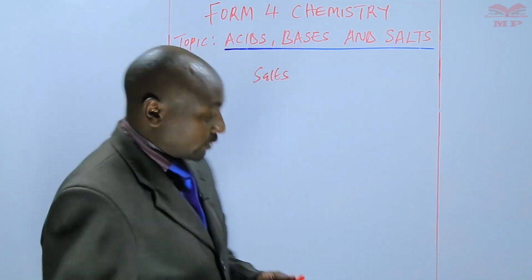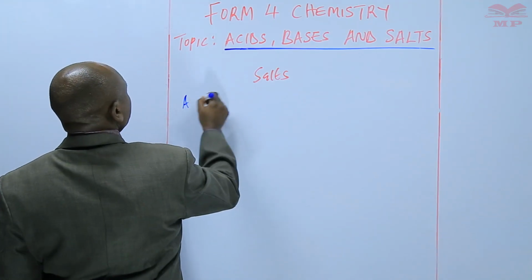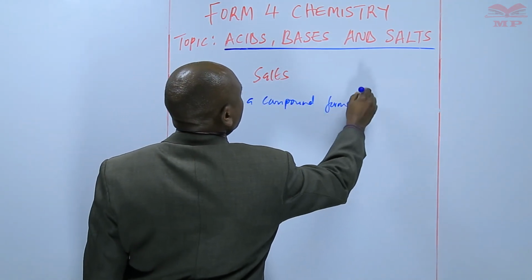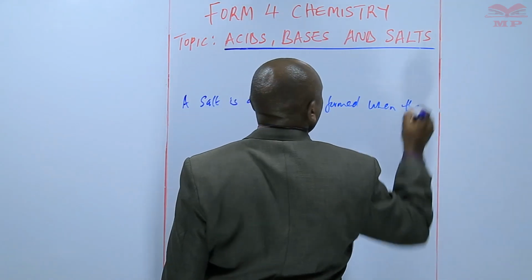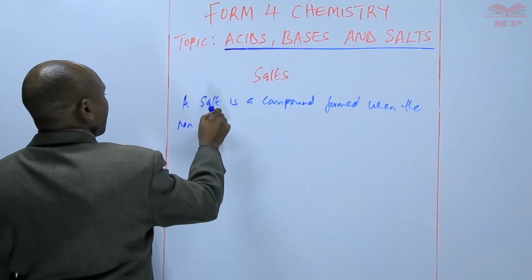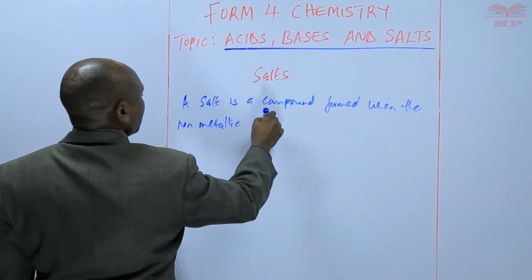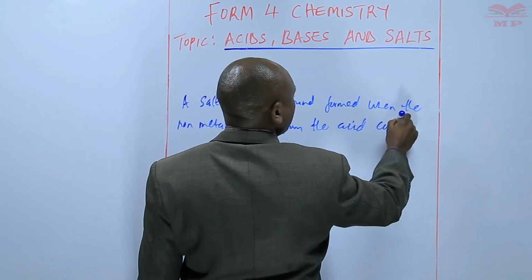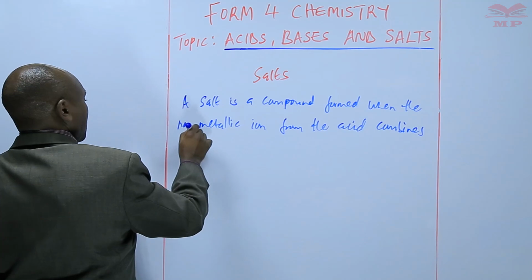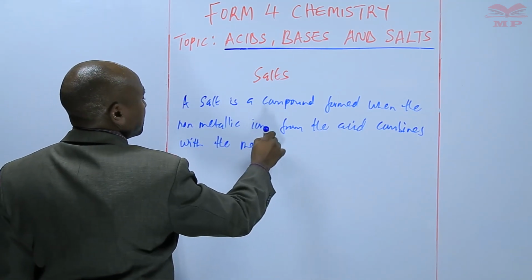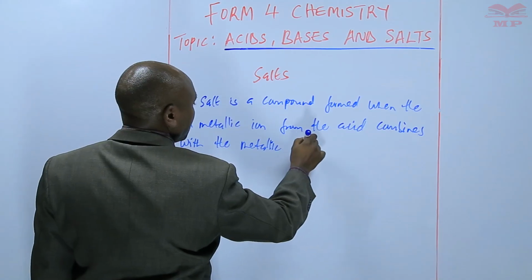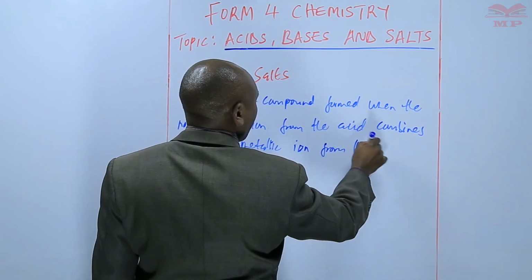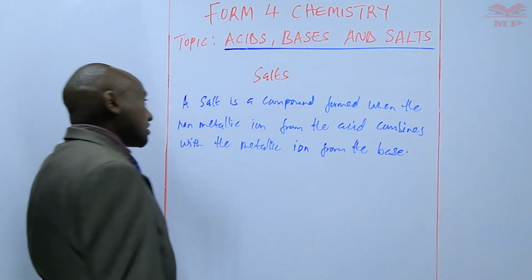or with ammonium ion. So we'll say that a salt is a compound formed when the non-metallic ion from the acid combines with the metallic ion from the base.